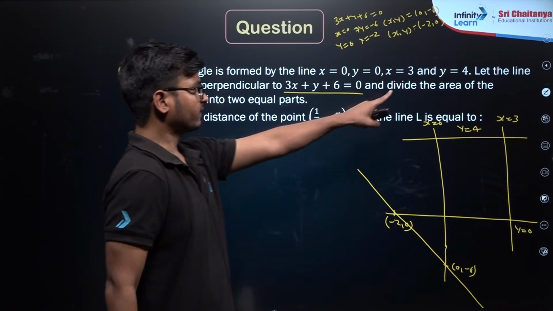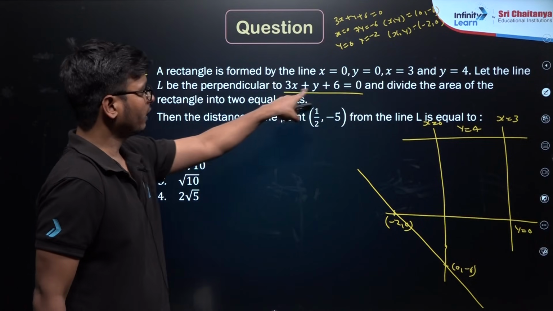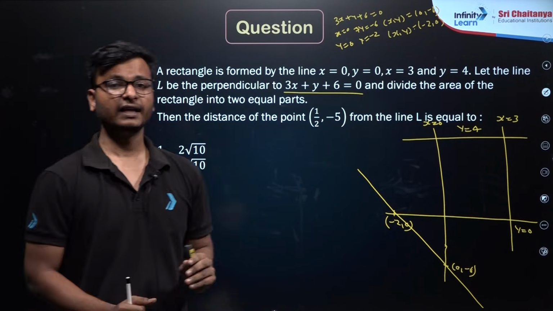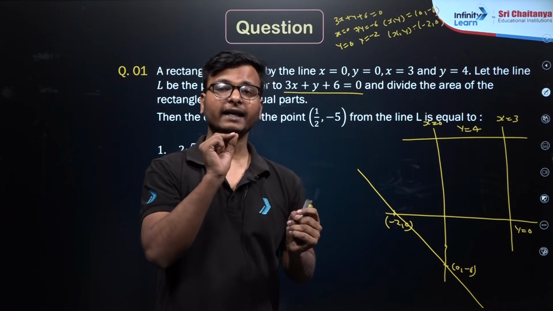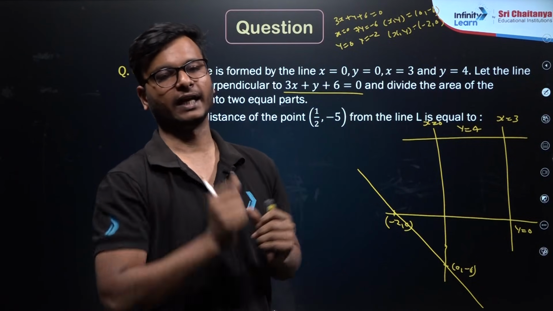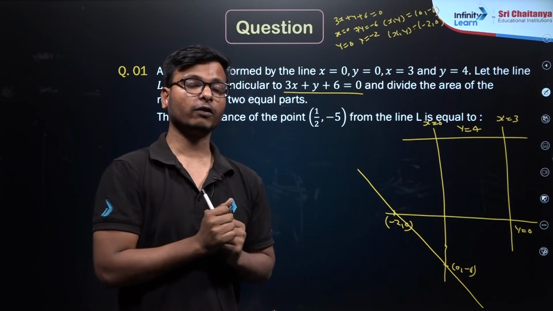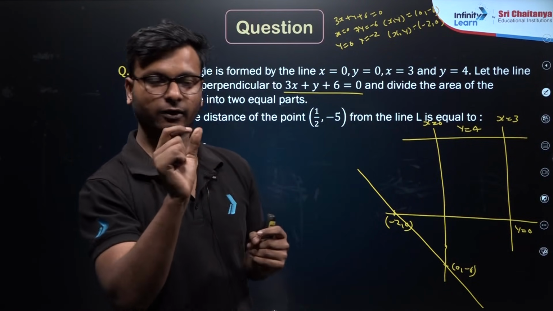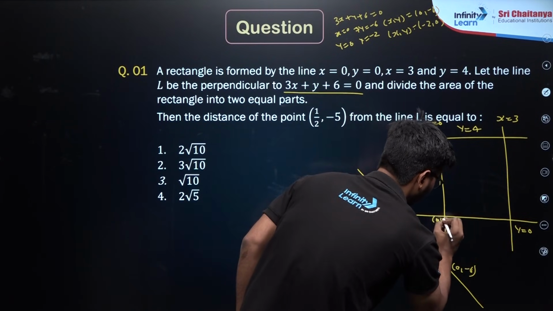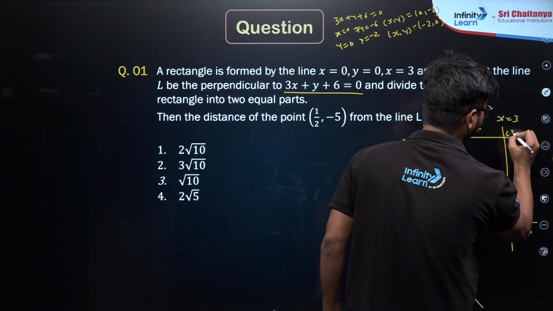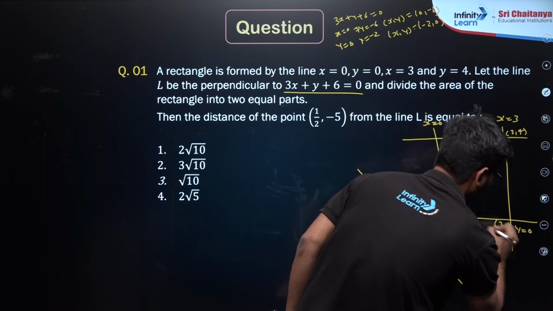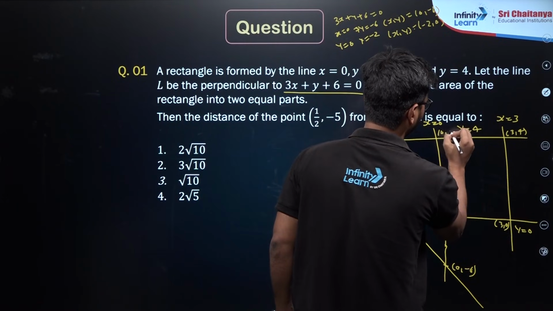Correct? The question says that the line L, perpendicular to this line, divides the area of the rectangle into two equal parts. Okay. Now the line will divide the area of a rectangle into two equal parts when it passes through the center of the rectangle. Correct. So how can we find the center of the rectangle? We can find the midpoints. Let me write the coordinates of these points. The coordinates are 0 comma 0, here it's 3 comma 4, here it will be 3 comma 0 and it will be 0 comma 4.